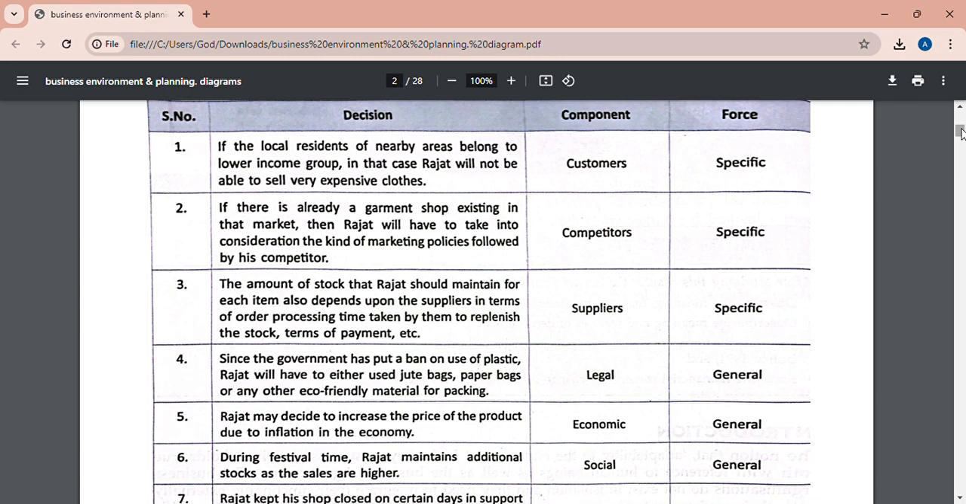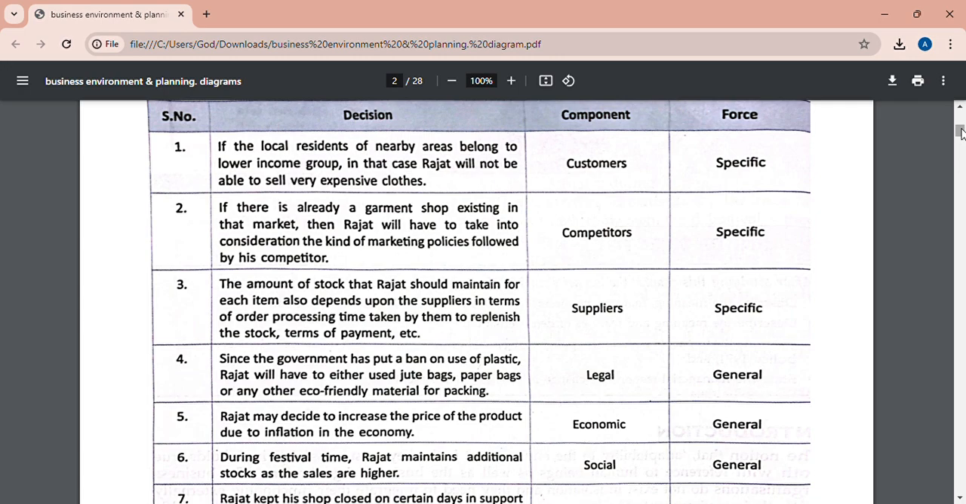We'll just share one quick example. Since the government has put a ban on use of plastics, Rajat will have to either use jute bags, paper bags, or any other eco-friendly material for packing. So here you talk about the government, which has put a ban. So it is something which is legal and it is a general factor, since it's connected to government.